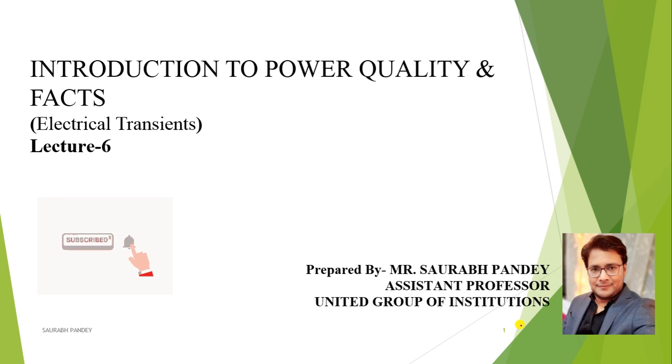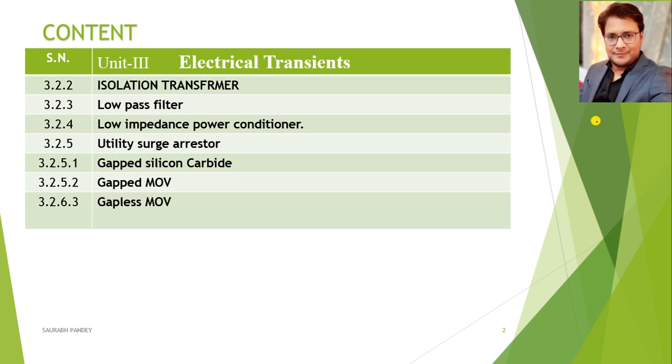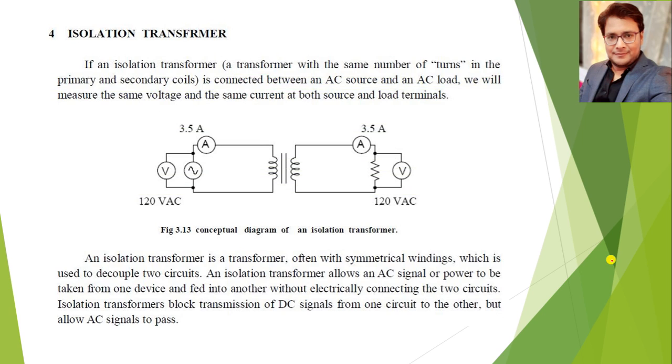Now, moving to the next slide, the contents are isolation transformer, low pass filter, low impedance power conditioner, utility surge arrestor, gapped silicon carbide, gapped MOV, gapless MOV. These are the few contents. Now moving to the next slide.